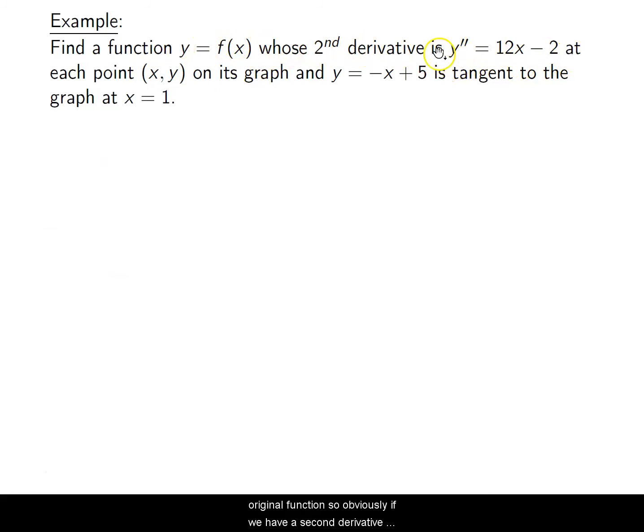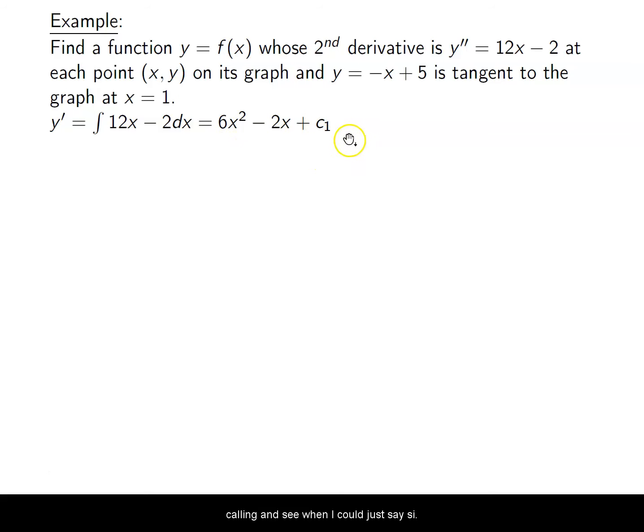So obviously, if we have a second derivative and we want to get down to our original function, it makes sense to integrate this thing twice, right? So that's where we'll go ahead and start off. So the first derivative of the function that I want is going to be the integral of this function with respect to x, especially since it's telling me that y is a function of x. So I'll integrate this with respect to x, okay? And I will get 6x squared minus 2x plus c1.